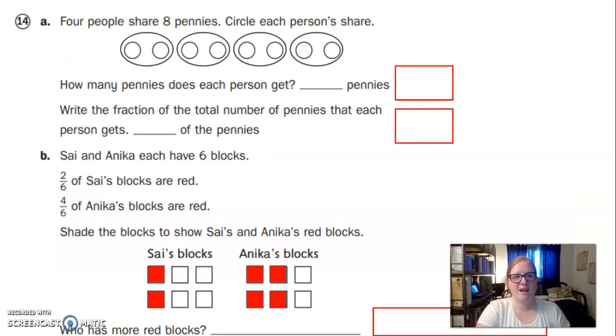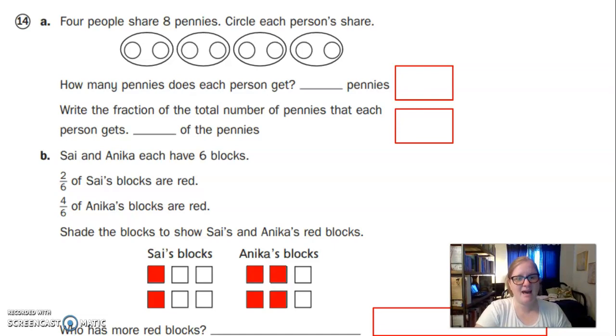4 people share 8 pennies. Circle each person's share. So the circles have already been provided. How many pennies does each person get? There's your answer. Write the fraction of the total number of pennies that each person gets. Blank of the pennies. So this would be blank out of blank. Okay, to make sure that you have that line for a fraction.